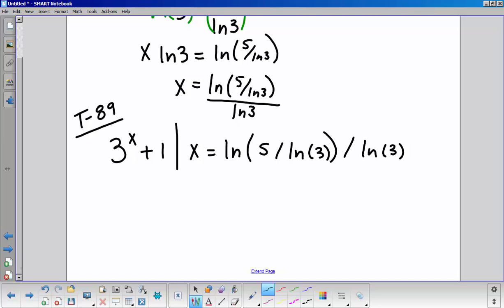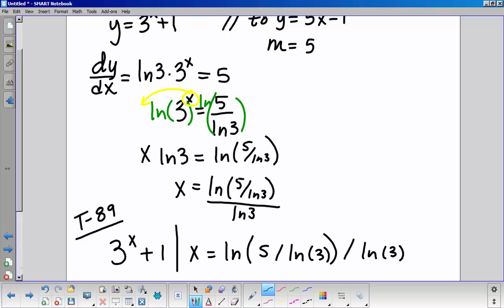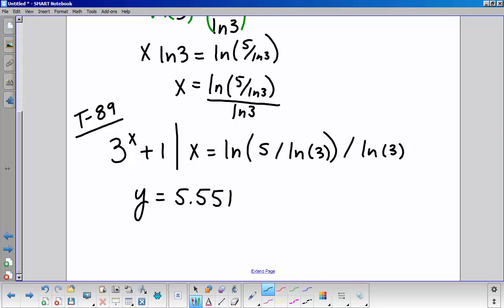The silence says that you are quickly tapping on your calculator keys in silence. 5.551. What is it? 5.551. I need 3 decimal places yet. So the point's going to be, do you think we can get a value for this?